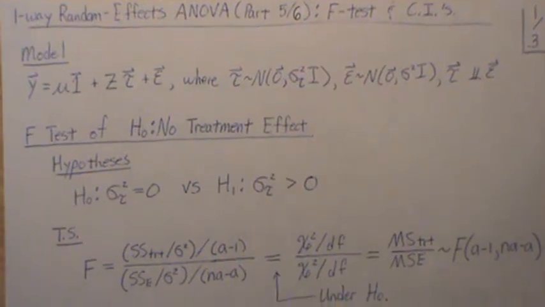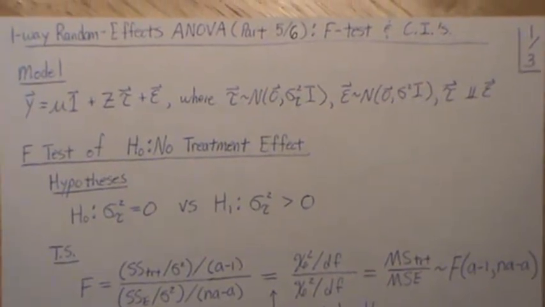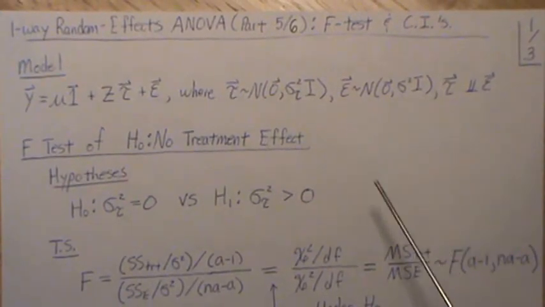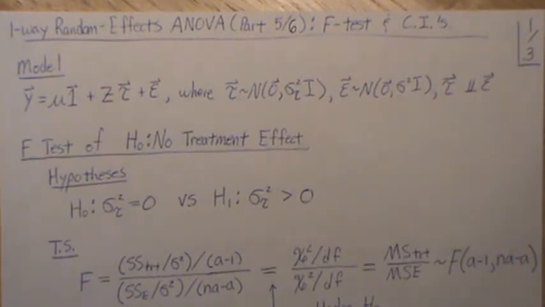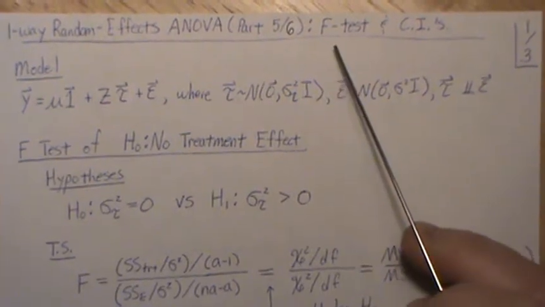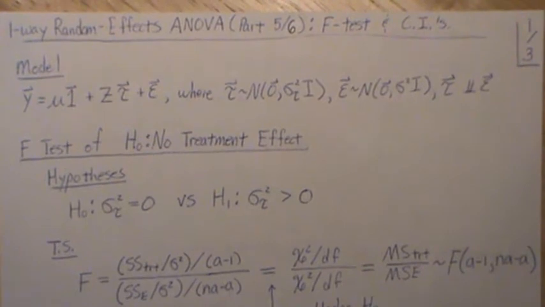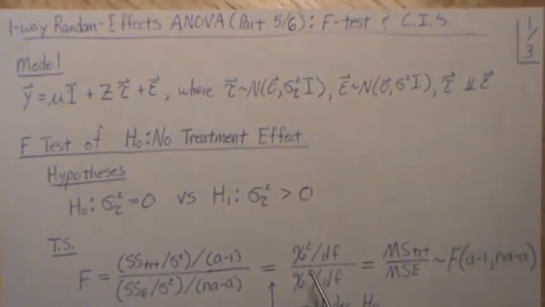Hello, this is the next video in a playlist that I'm calling General Linear Models, Design of Experiments, and this is part 5 in a little mini-series within that playlist. We're doing it on one-way random effects ANOVA models, and in parts 1 through 4 we developed all the theory for and distributions of the sum of squares, etc. And now we're going to do the F-test and confidence intervals for the variance components.